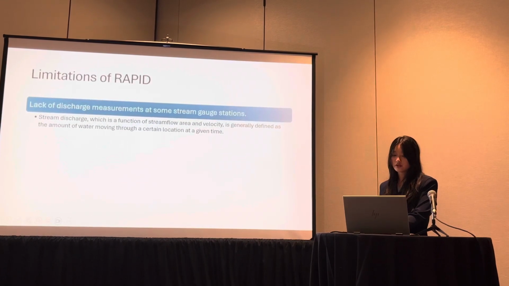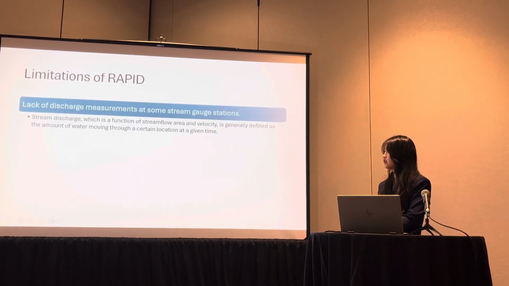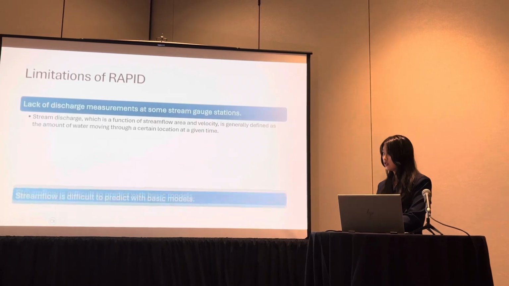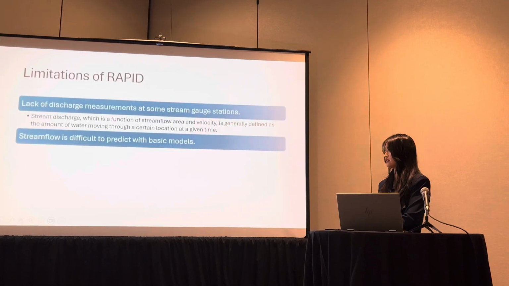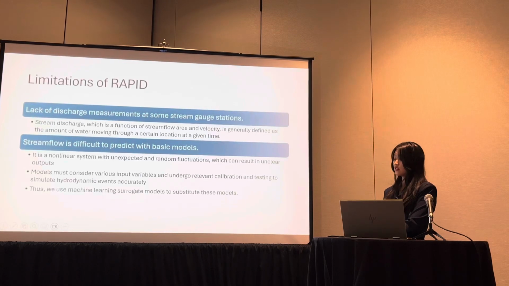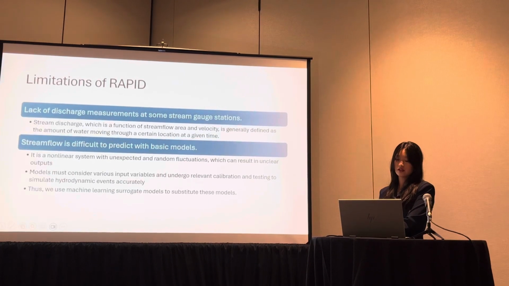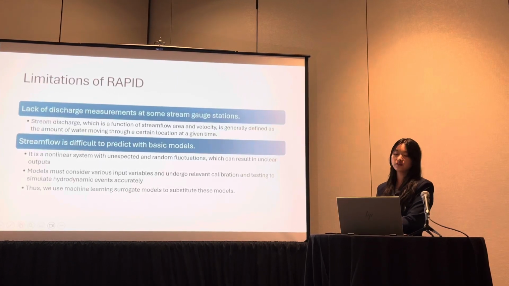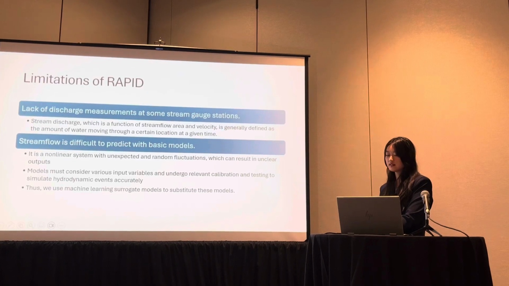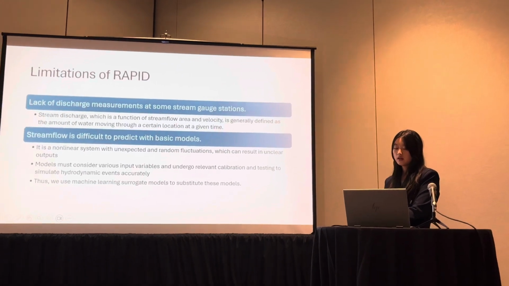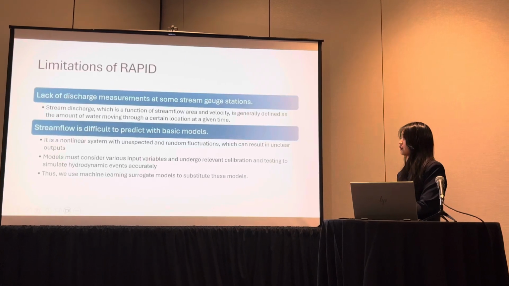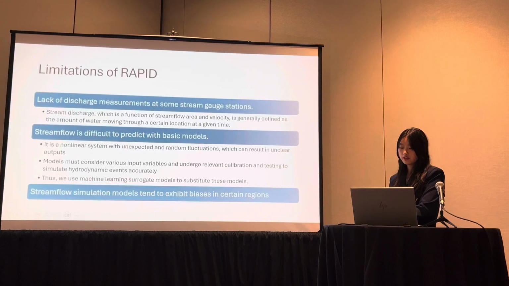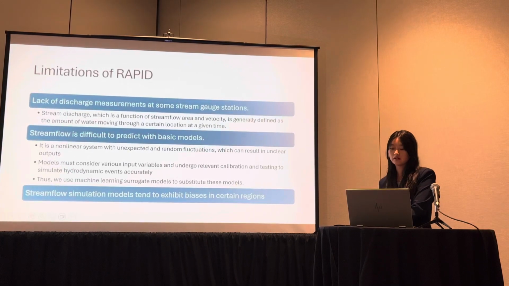And of course, as we know, stream discharge is a function of stream flow area and velocity, and it's generally defined as the amount of water moving through a certain location at a certain time. Also, streamflow is difficult to predict with basic models. It's a nonlinear system, so it will have unexpected and random fluctuations, and this can result in unclear outputs. And models must consider various input variables and undergo the relevant calibration and testing to simulate these hydrodynamic events accurately. So that's where we come in when we use machine learning surrogate models in order to substitute these basic models. And lastly, streamflow simulation models tend to exhibit biases in certain regions.